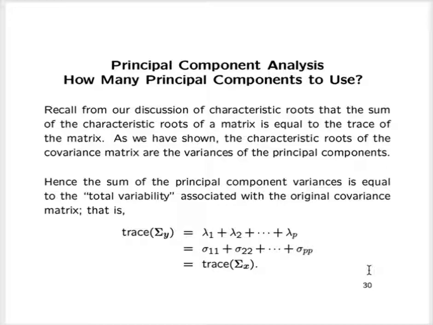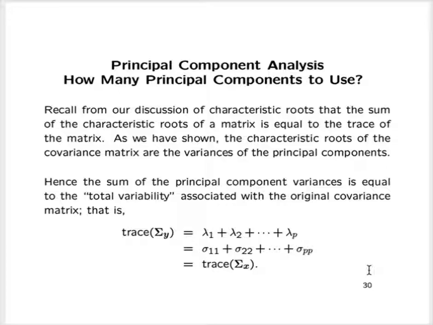Now recall from our discussion of characteristic roots that the sum of the characteristic roots of a matrix is equal to the trace of the matrix. All right? So the sum of the characteristic roots of a matrix is equal to the total variability associated with the original response vector.